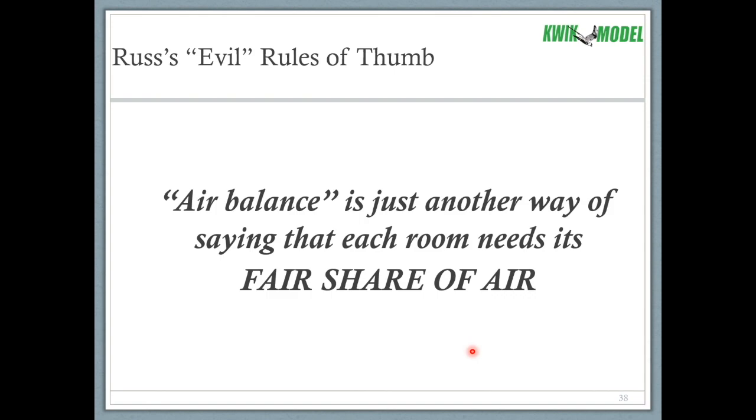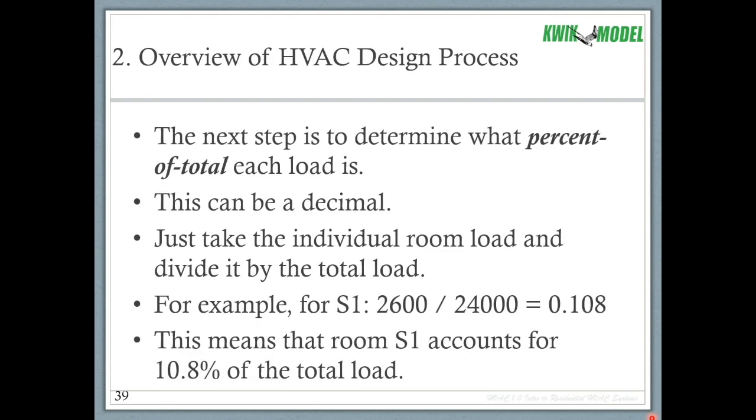So our first job is to look at each room's load and see what percent it is of the total load. The next step is to determine what percent of total each load is. This can be a decimal. I will call these percentages, but they're really just decimals. To find this number, just take the individual room load and divide it by the total load. Very simple math. Again, this is all done internal to the software, but it's important that you know how this process works.